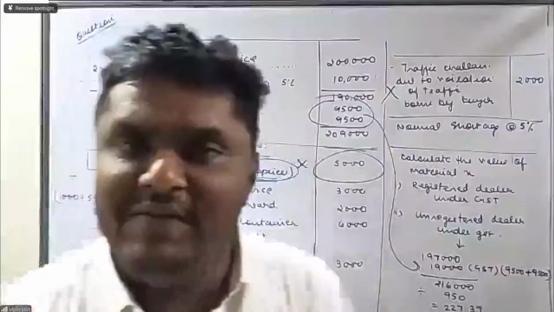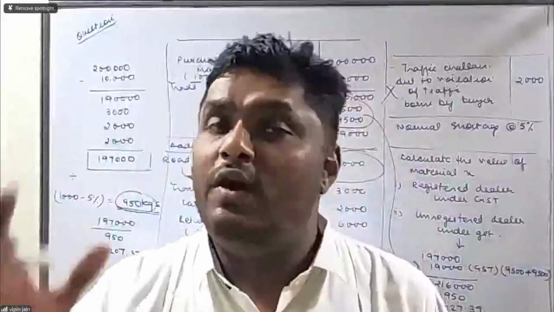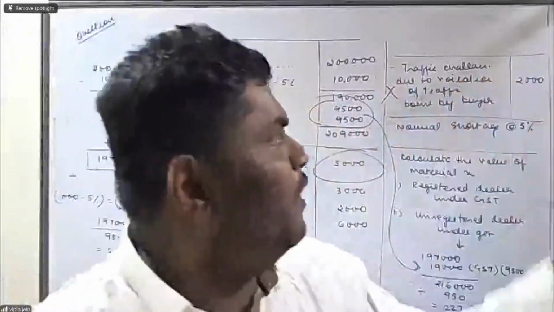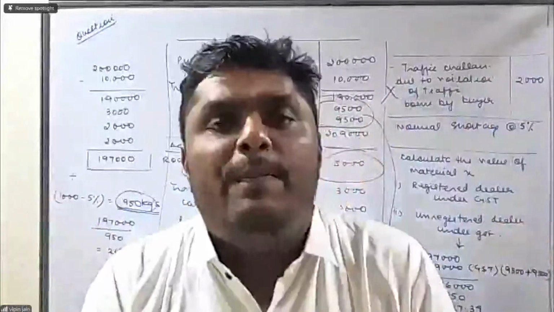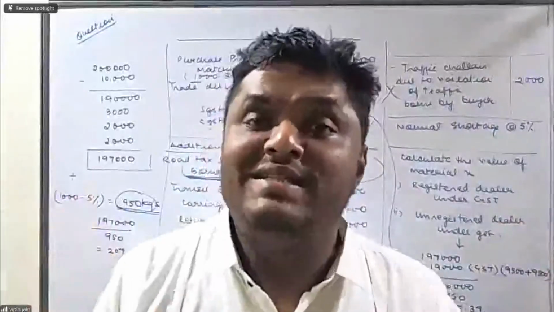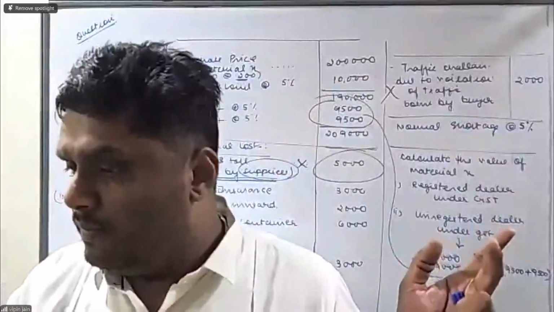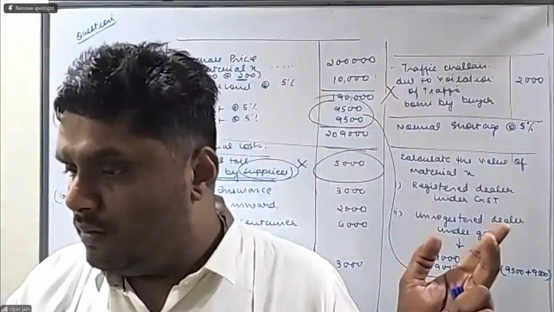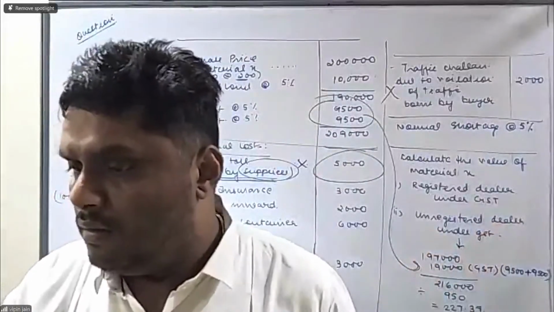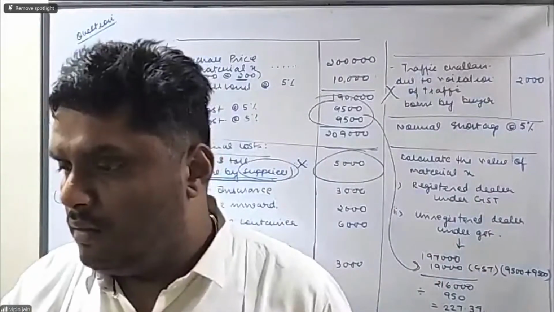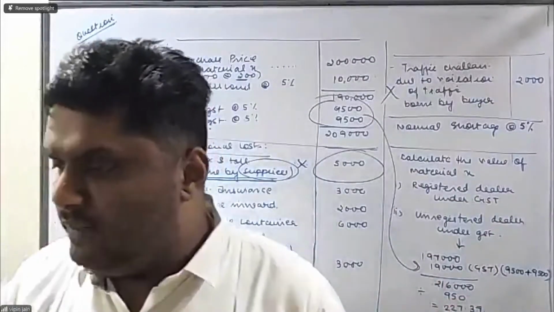Detention charges, anyway, we have to ignore because it's a kind of abnormal cost. Traffic violation challan, even though we are paying for it, since it's an abnormal cost, we have to ignore it. Yes, sir, my humble request, after writing something on the whiteboard, can you please tell us to take a screenshot? Yes, I'll be giving you time to take the screenshot.